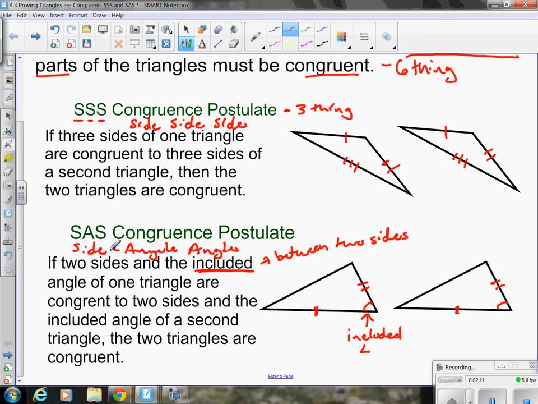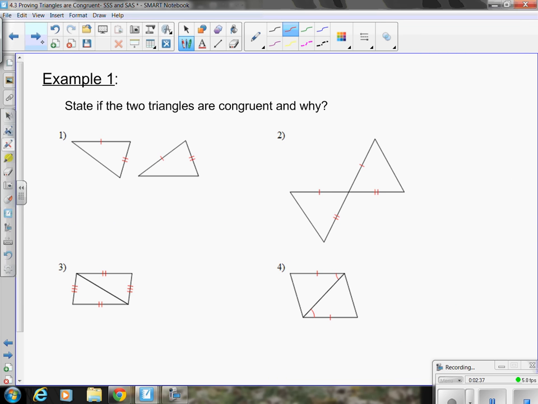So different things we could do: if we know all the sides are congruent, it's congruent by side, side, side. If we know 2 sides and 1 angle between the 2 sides, it's congruent by side, angle, side congruence postulate. So here's some examples, 4 examples, where we can look to see if we have some congruent triangles.